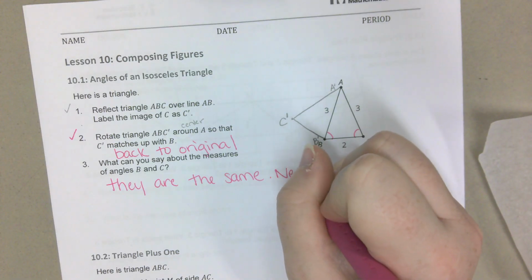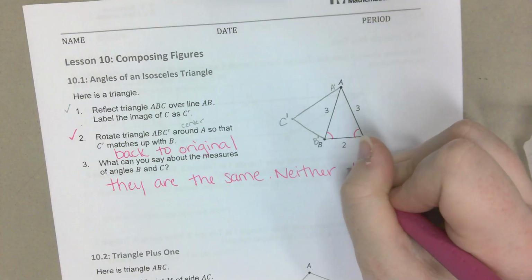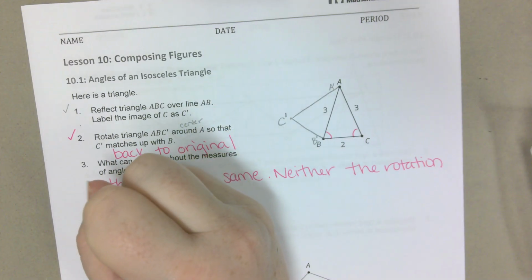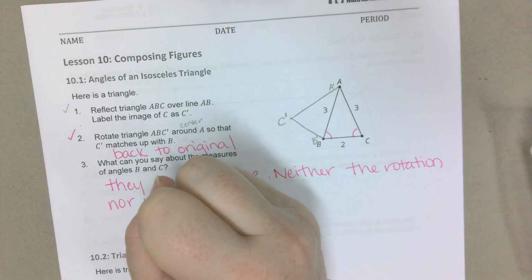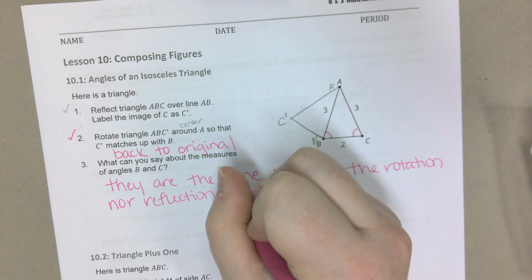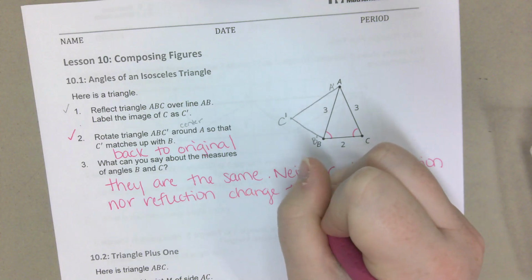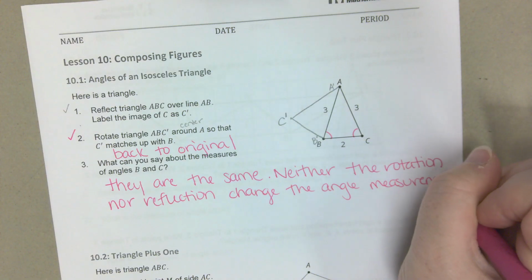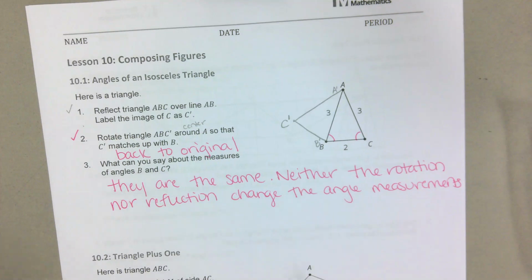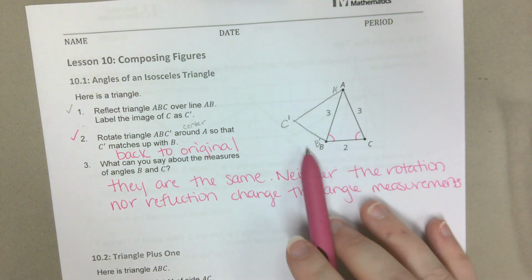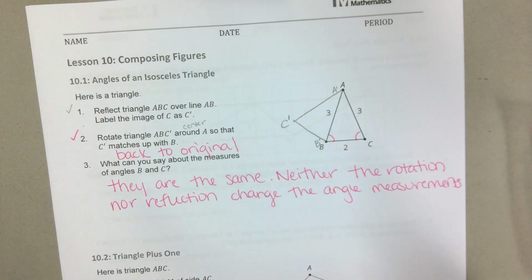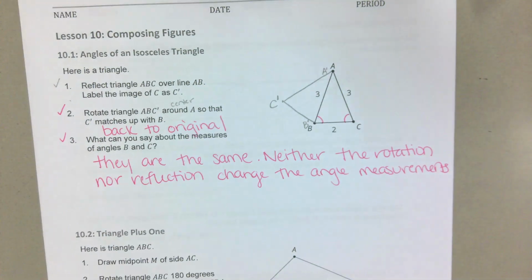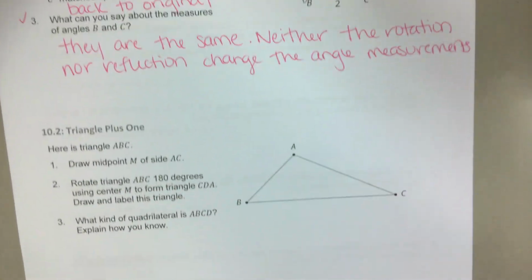I'm just writing this before I kind of talk. Neither the rotation nor reflection change the angle measurements. What I'm saying there is that whenever we did our reflection and our rotations, these angles of B prime and C prime are going to stay the same because it's a rigid transformation. It is not changing size. Okay. All right, now let's look down here to our next one.